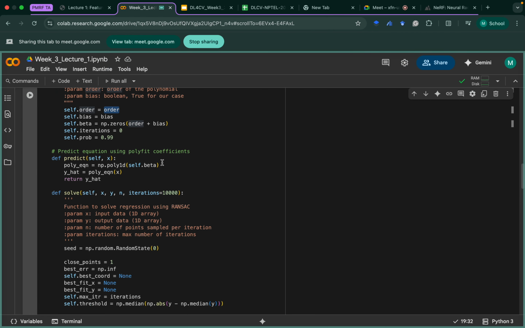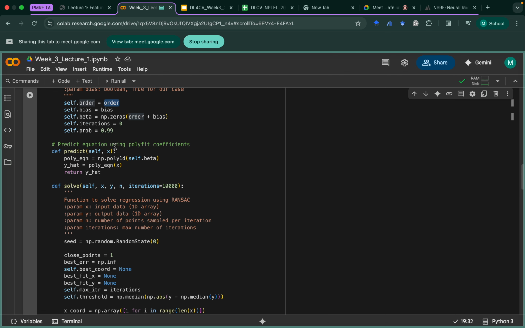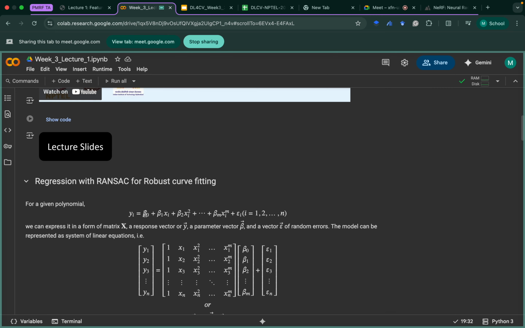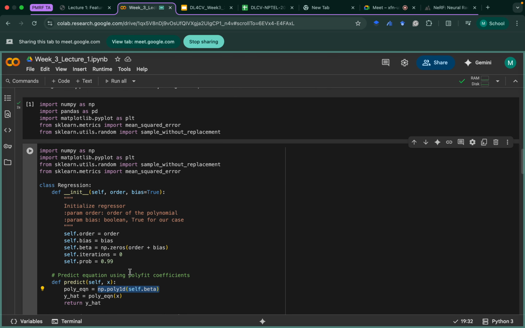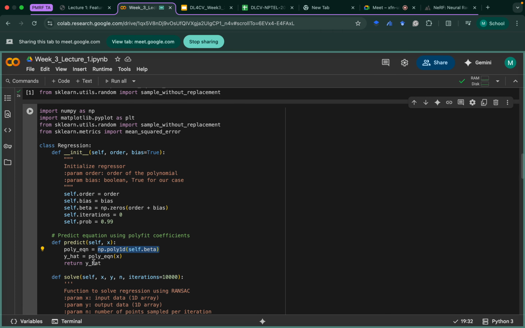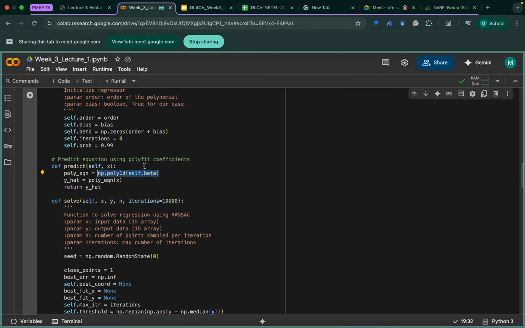So we define the number of iterations, the order of the polynomial and so on. So the prediction function is where I give the beta. Once I have the beta parameters, we pass it through this numpy function, which basically returns me this. If I give beta and if I give x, then I get back y. So this numpy is 1D polynomial we have, right? Using this function we can get what the output is. So this is my equation, and I pass x through this polynomial and I get my estimate y.